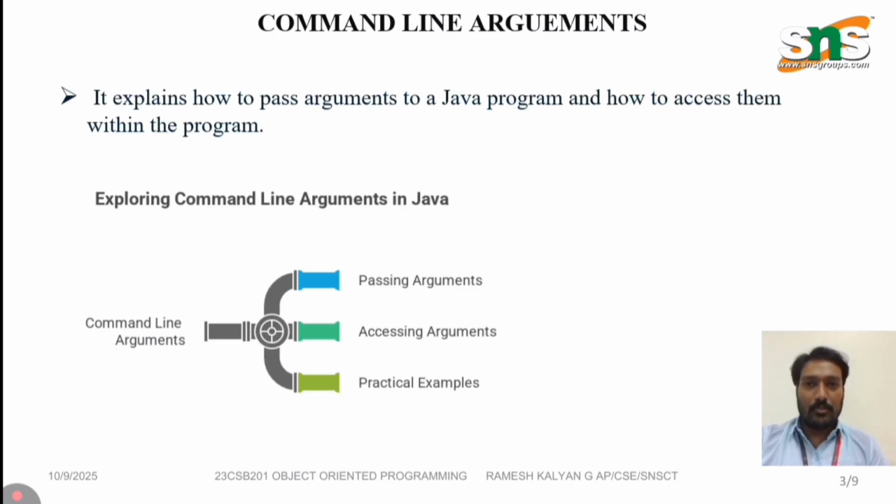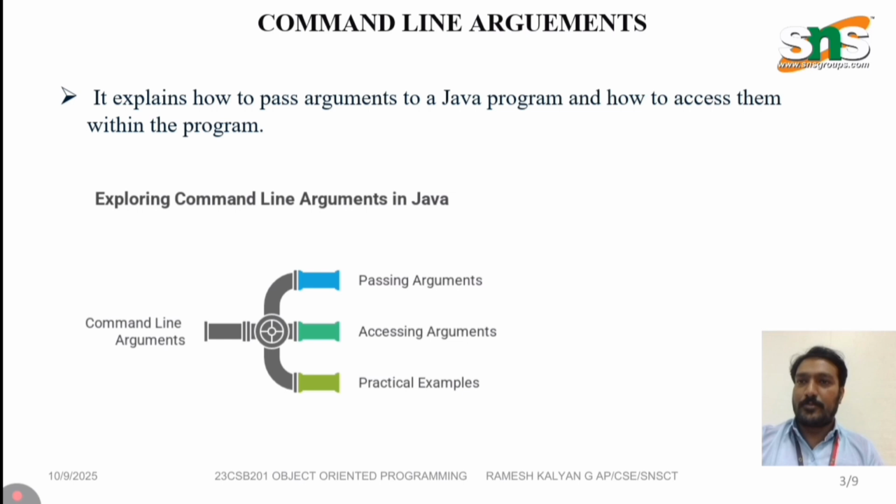Initially, what is a command line argument? It explains how to pass an argument to a Java program and access them without modifying the original program. So without changing the features or the programming code of the original program, we can just pass the argument and get the output for the particular arguments. And the second point is that we can pass n number of arguments to the program without changing the main structure of the program.